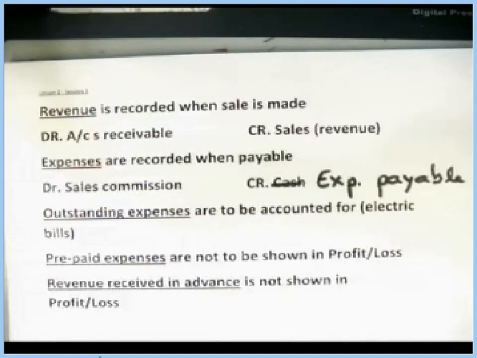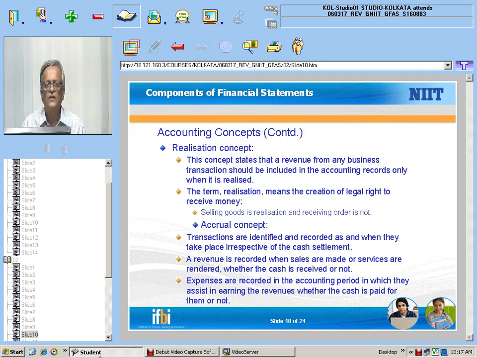We'll go back to the slides now. So this is a very important concept. All of you must understand this accrual concept. What does the accrual concept say? The accrual concept says that revenue and expenditure, if it has fallen due, then it has to be recorded. If revenue is realized, it has to be accounted for, whether cash is received or not. Similarly, if an expense has fallen due, then it has to be recorded, whether payment is made or not. So this is what we call the accrual concept.